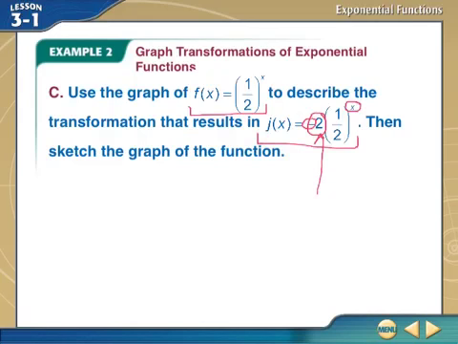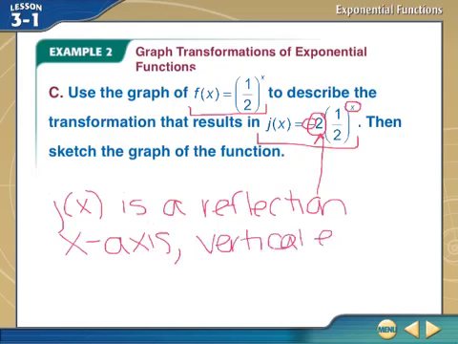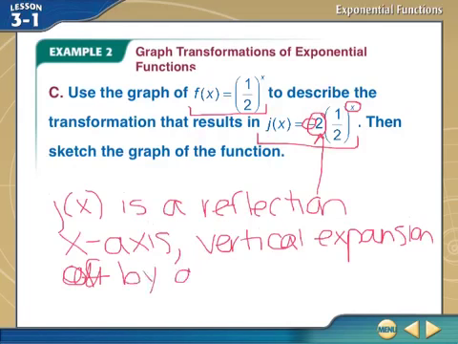So here what we have is j of x is a reflection over the x-axis because of that sign change out in front. We're changing it from a positive to a negative. And then when we multiply by 2, that is called a vertical expansion by a factor of 2.